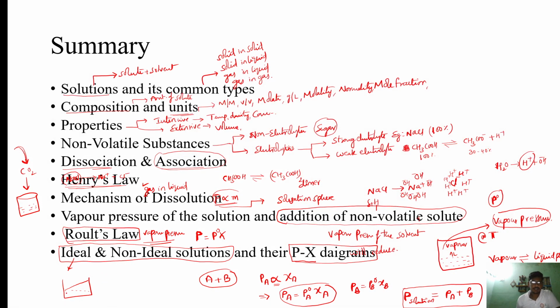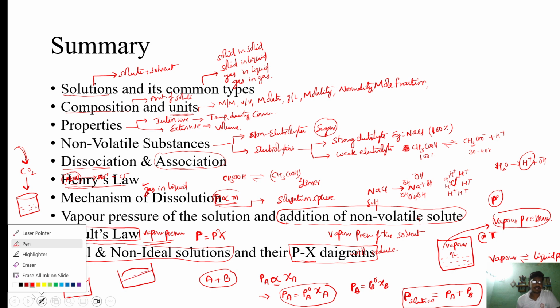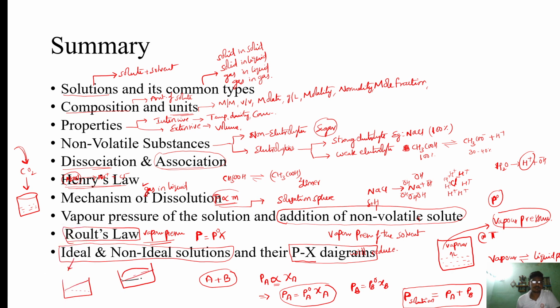Hope you remember this concept. And for the non-ideal case, there is either a positive deviation or a negative deviation that is being observed. And we studied why there is a positive deviation, why there is a negative deviation, and what are the forces of attraction that exist, so that in the non-ideal case there is positive and negative deviation. These are all things we have studied.